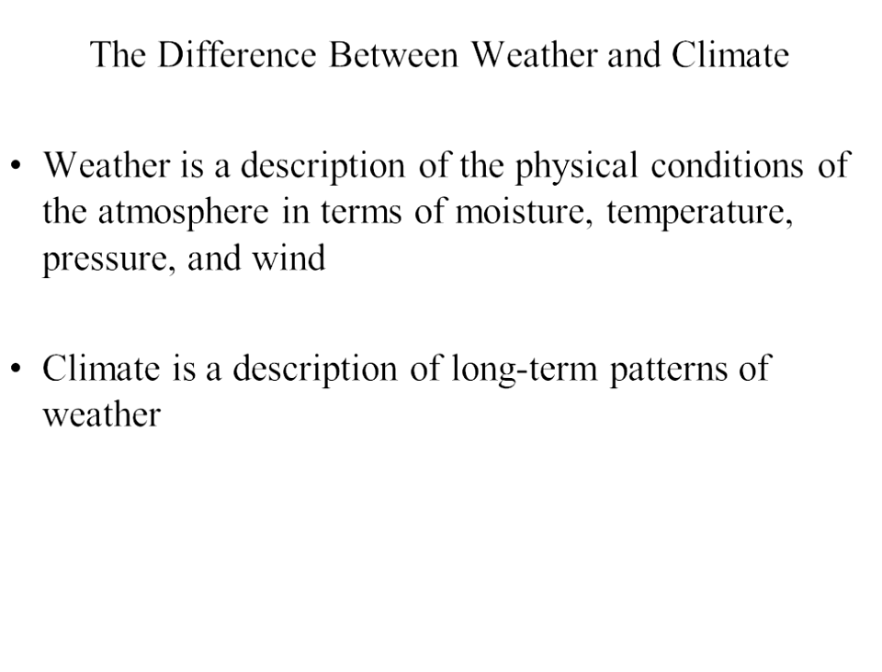Okay, let's take a look at weather and climate. There's a difference between these two. Weather is a description of the physical conditions of the atmosphere in terms of moisture, temperature, pressure, and wind. Climate is a description of long-term patterns of weather.